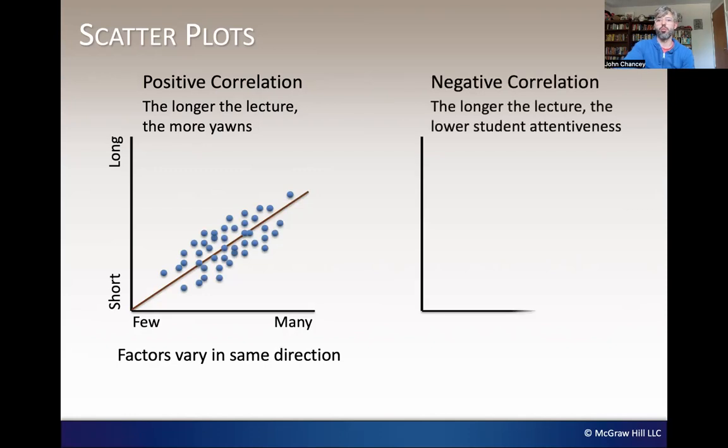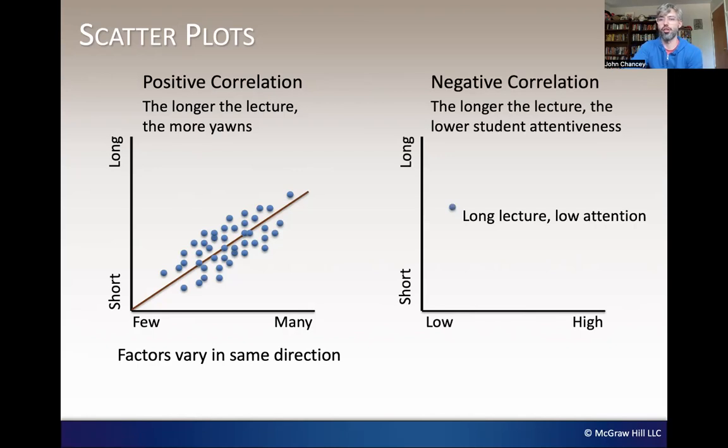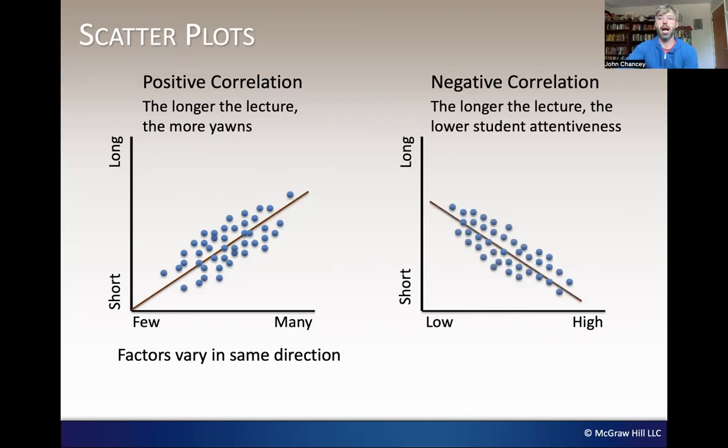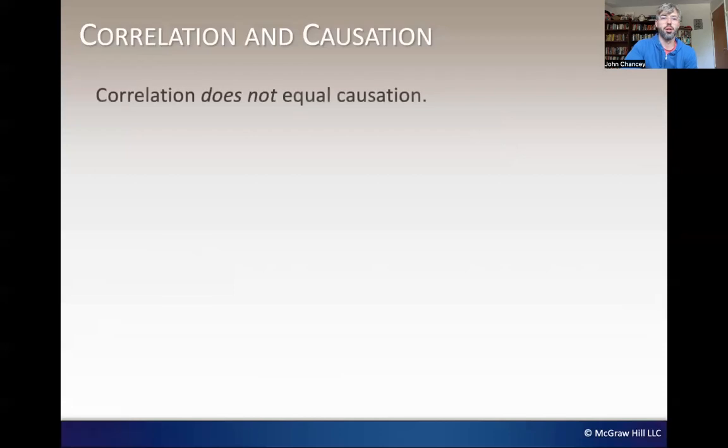So negative correlation would be the opposite. As one variable goes up, the other decreases. So the longer the lecture goes on, the lower the student's attentiveness. Your attention tends to drop the longer it goes on. And the line actually kind of goes in the opposite direction. It looks like this. We can draw the line through the data and see the fit. So factors vary in the same direction for positive, and in opposite directions for negative correlation.